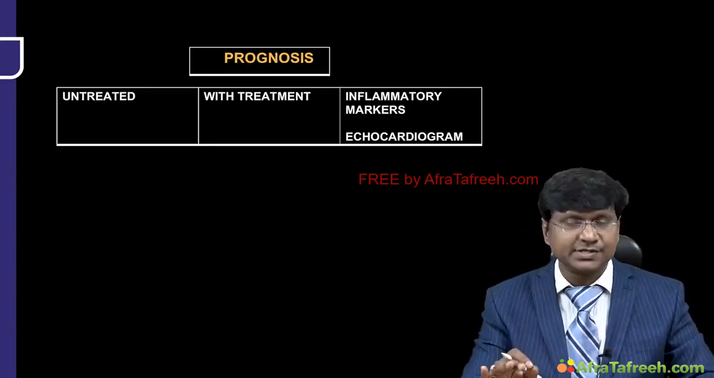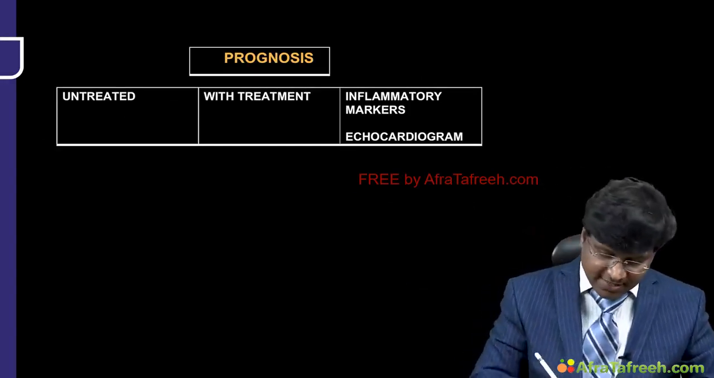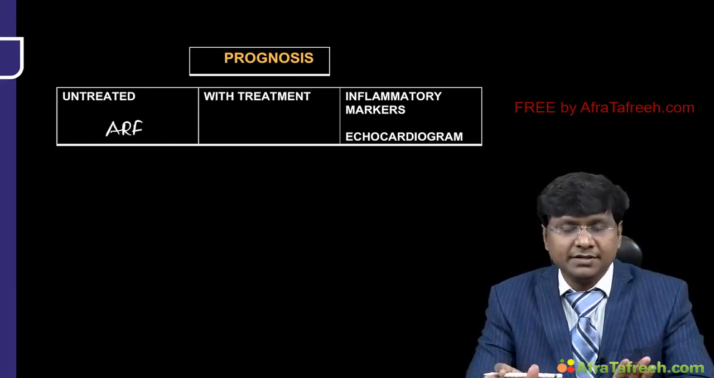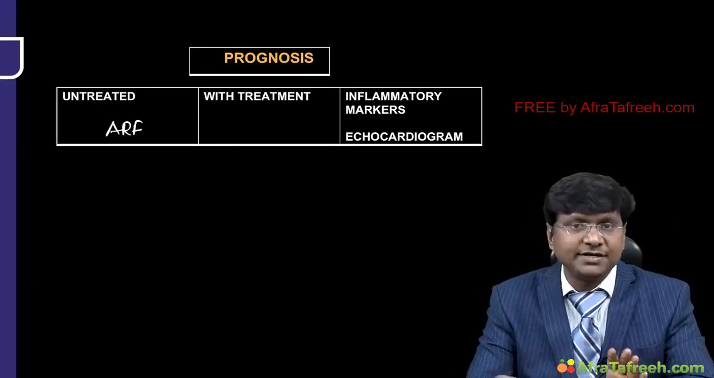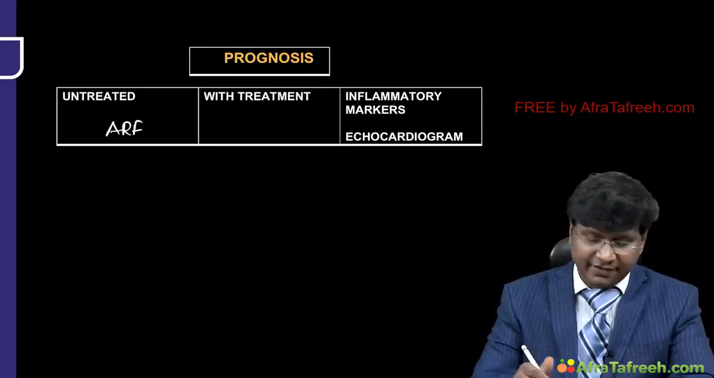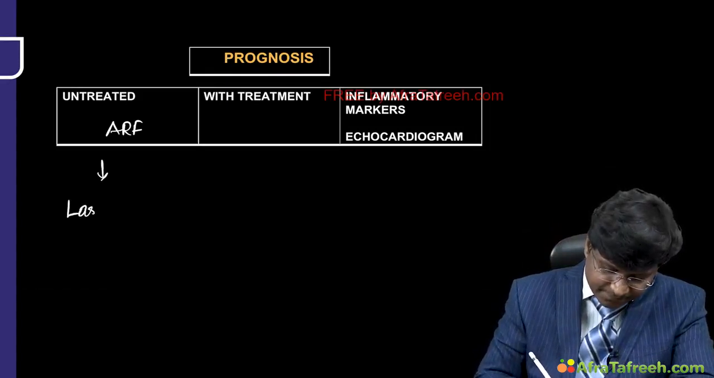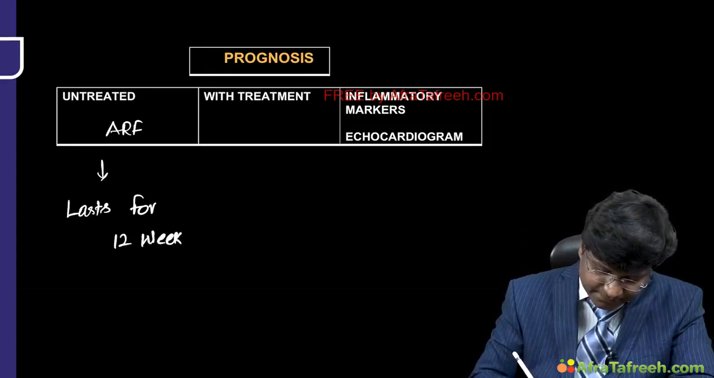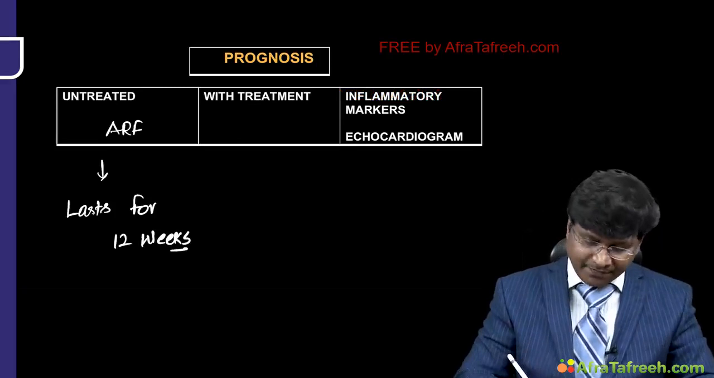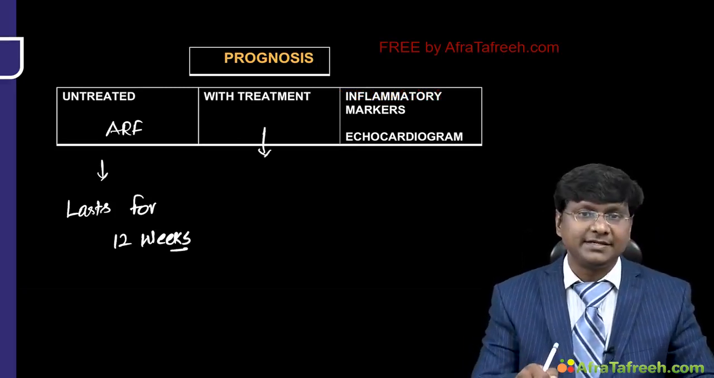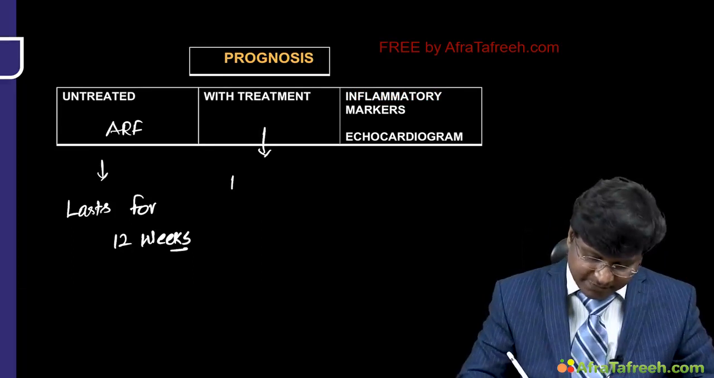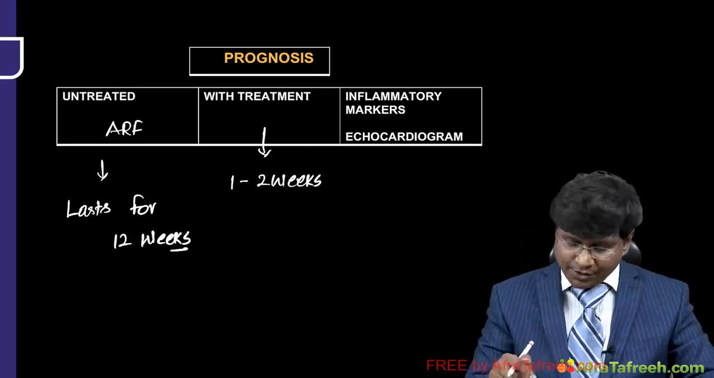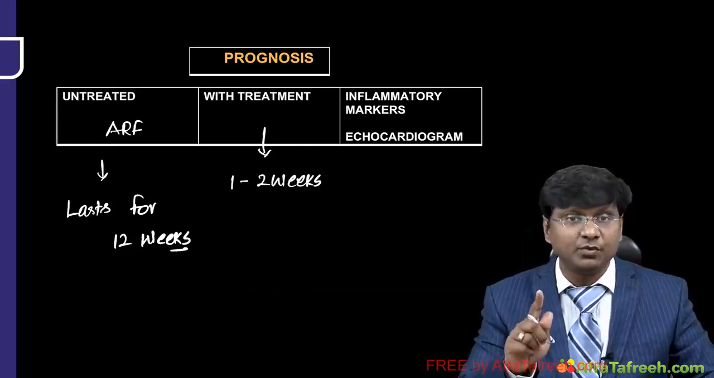And how will be the prognosis in individuals with rheumatic fever? In untreated cases of acute rheumatic fever, where aspirin is not given, glucocorticoids not given, and benzathine penicillin not given, on an average the illness lasts for 12 weeks. Whereas with treatment, you can discharge the patient from the hospital within 1 to 2 weeks.